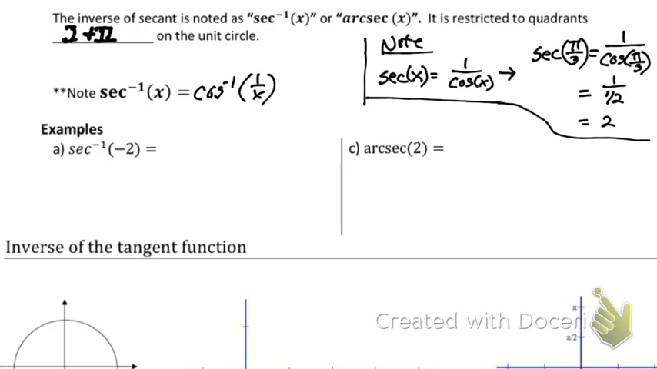When we're doing inverse, the first step is we go ahead and flip it. So secant inverse of -2 will become cosine inverse of -1/2. That means we just find -1/2 on our unit circle, which is at 2 pi over 3. So this is going to be 2 pi over 3.